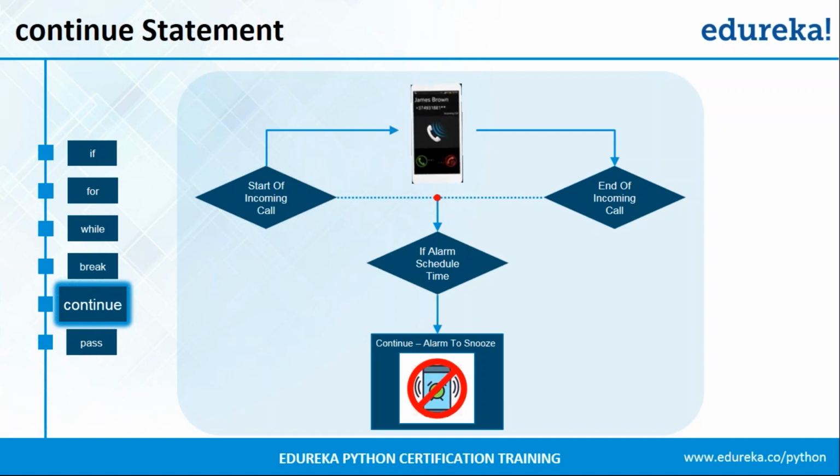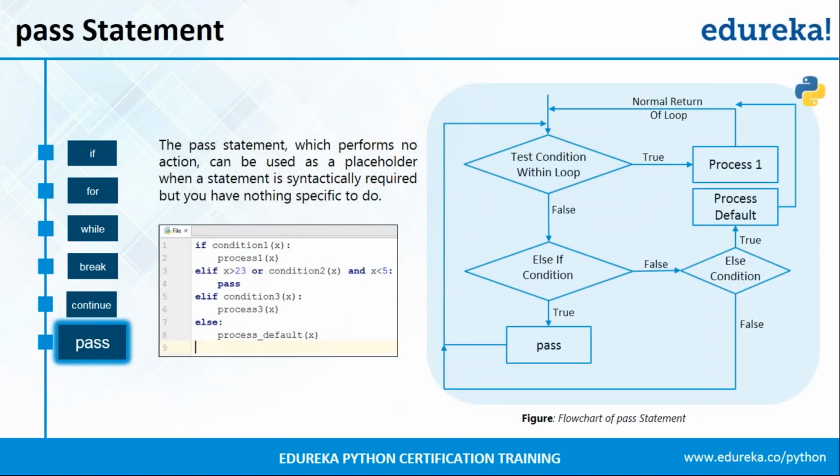So your alarm will hold off. It will be on snooze automatically or implicitly until your call is over. Once it's over, your alarm will start ringing again. So this is continue. It will just hold off for a particular condition that is getting satisfied, in this case the ringing of your phone, and after that, it will start doing the same thing. So is it clear? Let us move on and understand the pass statement.